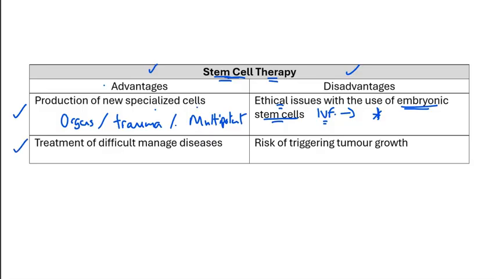A second advantage of stem cell therapy is that they are particularly good at managing difficult diseases. Sometimes the body's capacity to repair itself is not as potent as one might wish, and if we can introduce these stem cells, we can accelerate the growth and repair of badly damaged tissues, and so that's an advantage.